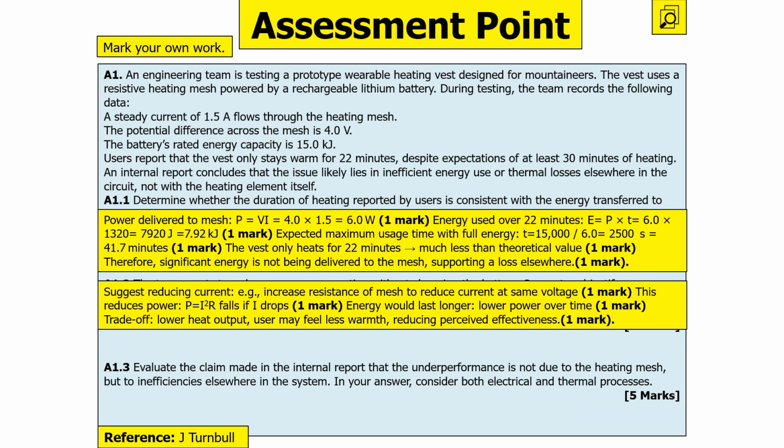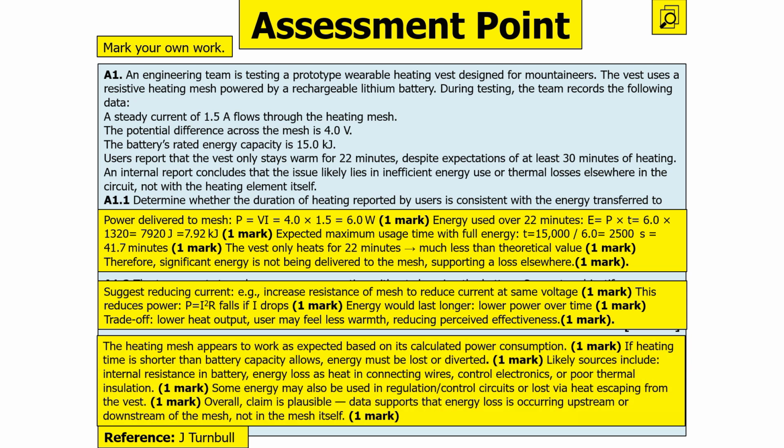Now in the final question, the heating mesh appears to work as expected based on its calculated power consumption. Now if the heating time is shorter than the battery capacity allows, energy must be lost or diverted elsewhere. So the likely sources could include internal resistance in the battery, energy loss as heat in connecting wires, in the control electronics, or poor thermal insulation. Some energy may also be lost in regulation or control circuits, or lost via heat escaping from the vest. So overall, you can conclude that the claim itself is plausible. The data supports that the energy losses occur upstream or downstream of the mesh, but not in the mesh itself.